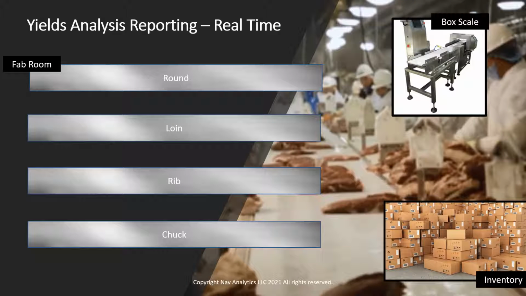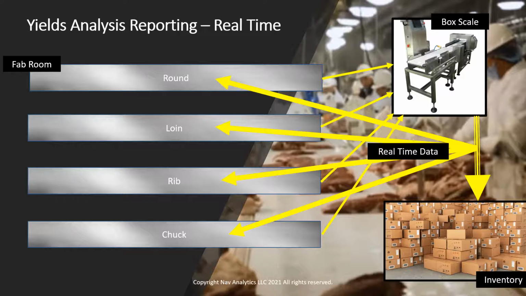Okay, yields analysis reporting in real time. The product goes from the fab tables to the box scale. Product then goes from the box scale to inventory. At the same time, real-time data comes to the fab tables. Everyone involved in fab can see that information at whatever level they want, every minute. In the situation we have here, we're updating the data every minute so they can see what's going on, both in terms of what happened that minute and also cumulatively, so we can see where we are at any point in time for that day in terms of actual fab variance to what we know are reliable standards.